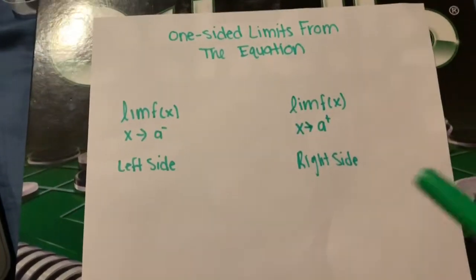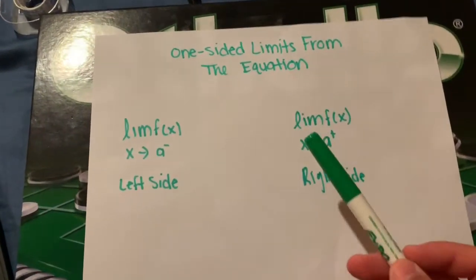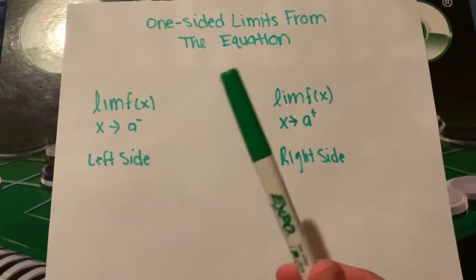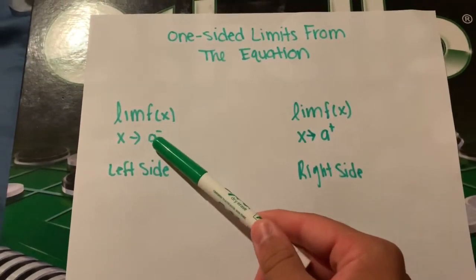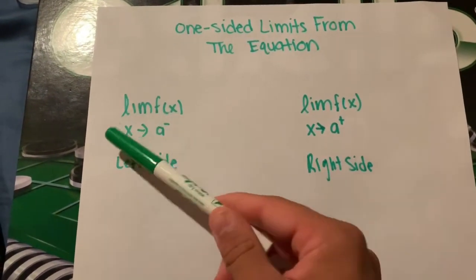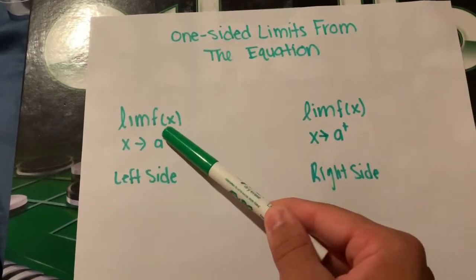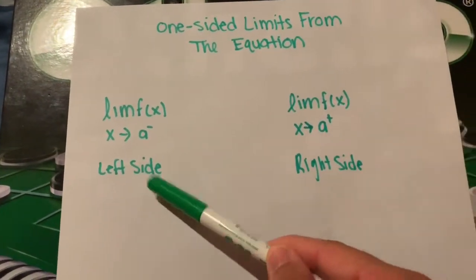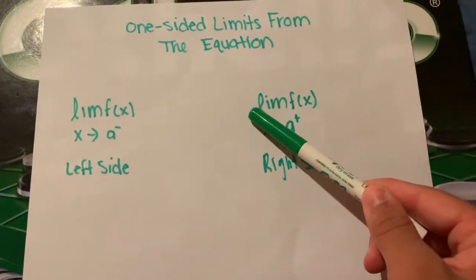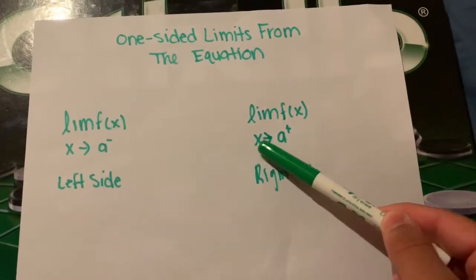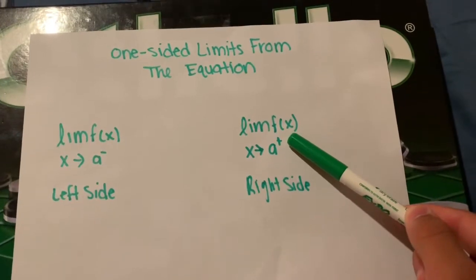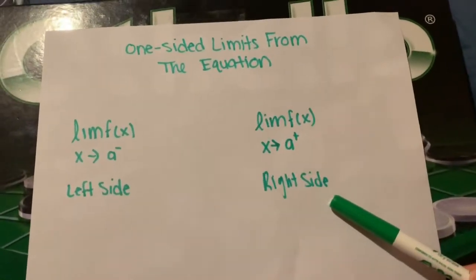When examining one-sided limits, you want to remember that we're examining limits from the left side as x approaches a number with this negative value, meaning it's coming from the left side. And we're also examining the right side as x approaches a with the positive sign, which means it's coming from the right side.